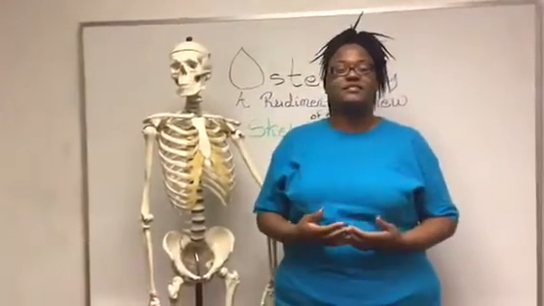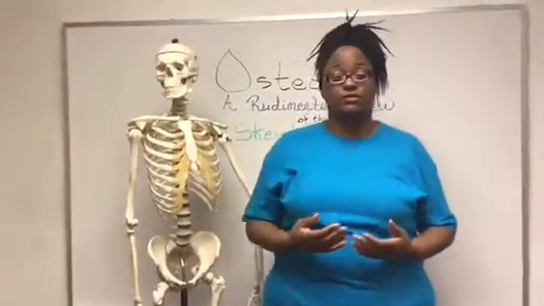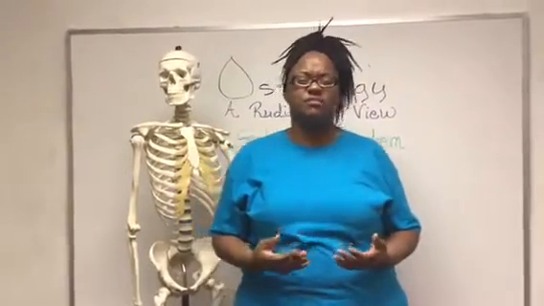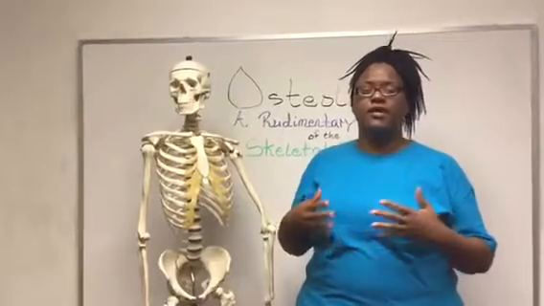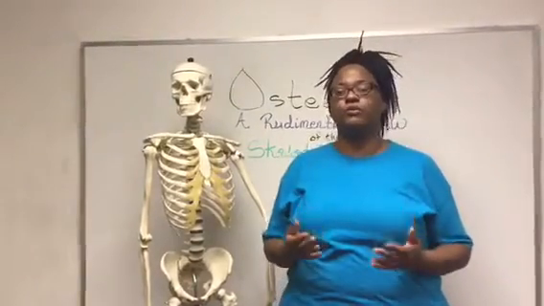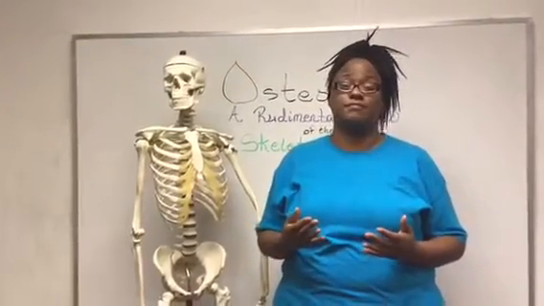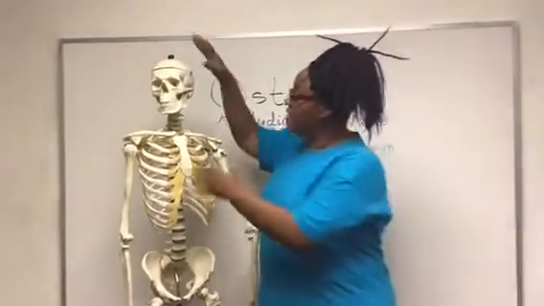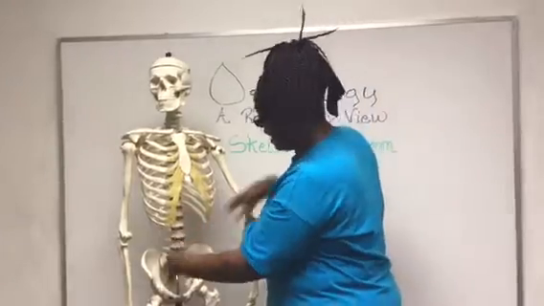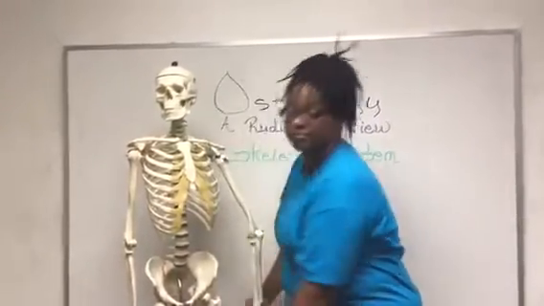The skeletal system encompasses 206 bones, along with cartilages, ligaments, and other connective tissues that stabilize and interconnect them. This video will deal only with the rudimentary view of the skeletal system. The skeletal system has two sections, the axial skeleton and the appendicular skeleton.